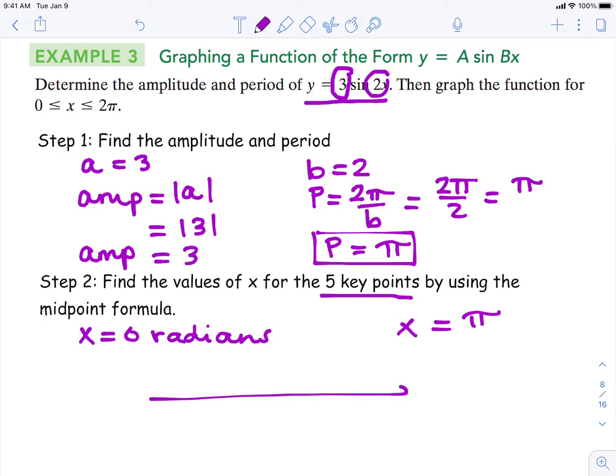So if we think about our number line here, here's 0 radians and here's pi. We want to split it up so that we have 4 equal increments with 5 key points. So we're going to use the midpoint formula. We're going to find the halfway point. So what's halfway between 0 and pi? You can use the midpoint formula, 0 plus pi divided by 2, or pi over 2.